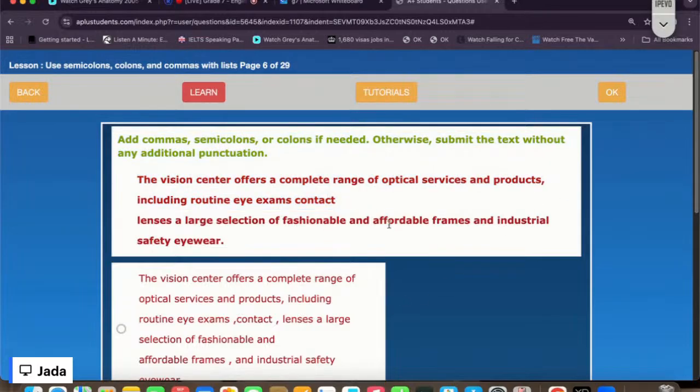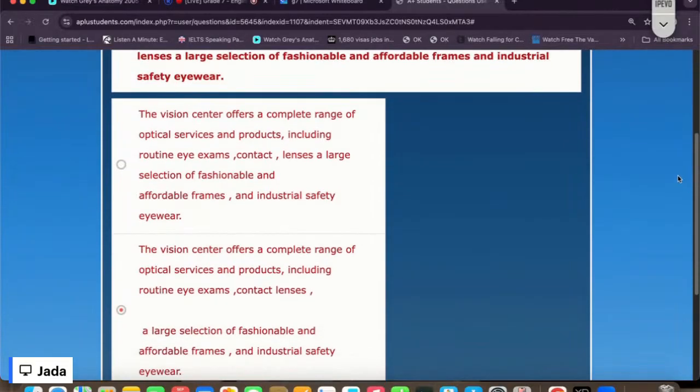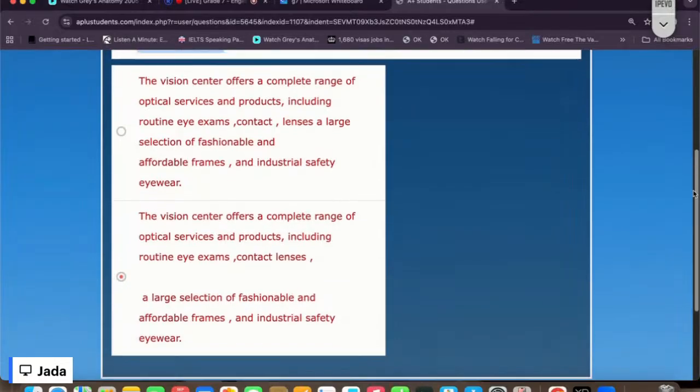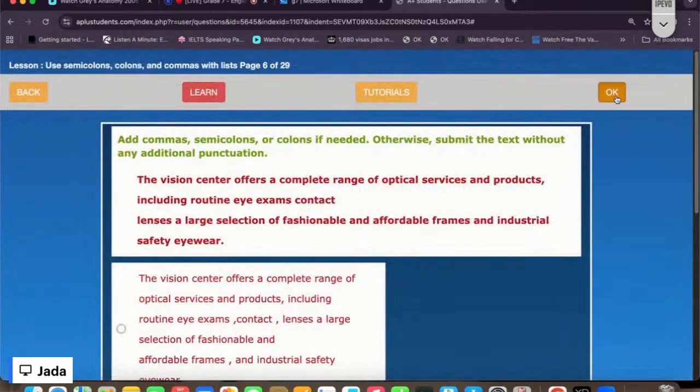The Vision Center offers a large range of optical services and products, including routine eye exams, contact lenses, a large selection of fashionable and affordable frames, and industrial safety eyewear. Is it first or second? Alright, second.